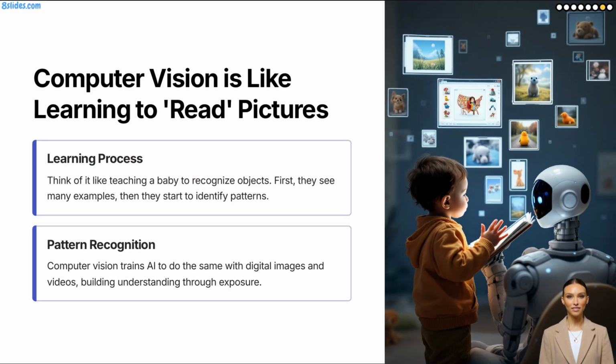However, it's not perfect. Computer vision systems can sometimes make errors, misidentifying objects or people. They can also learn biases from the data they're trained on, leading to unfair outcomes, for example, in facial recognition systems. And of course, there are important privacy considerations when machines are constantly analyzing visual information.